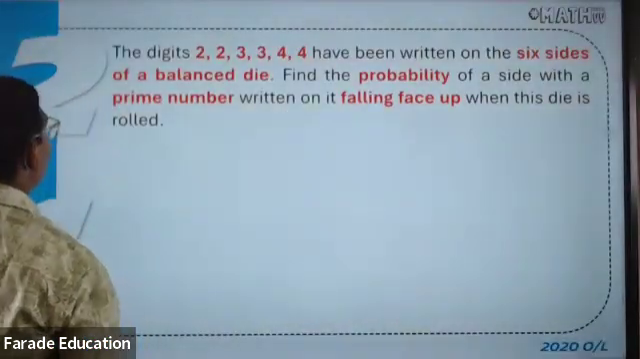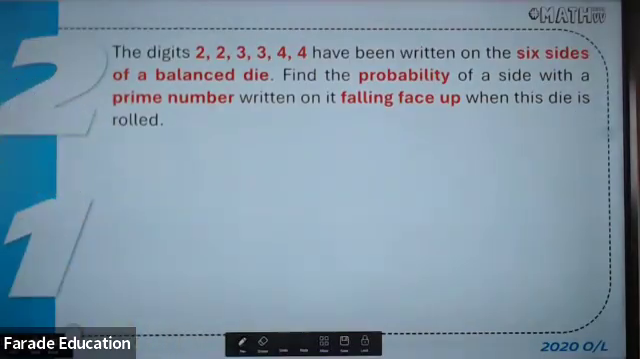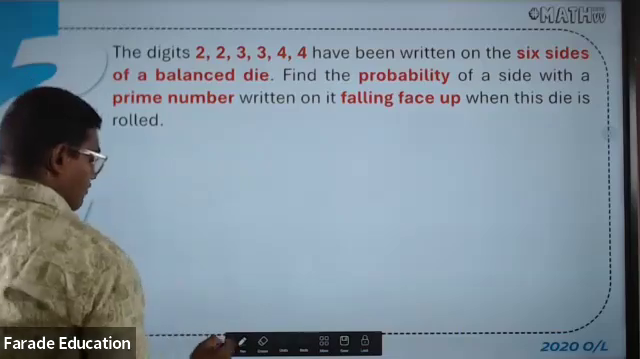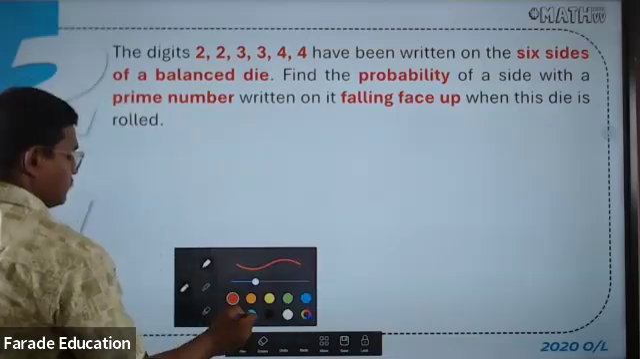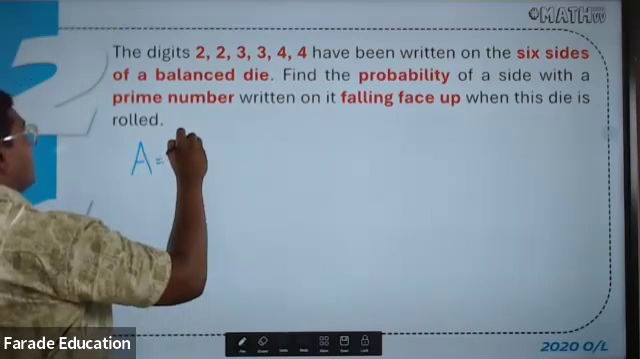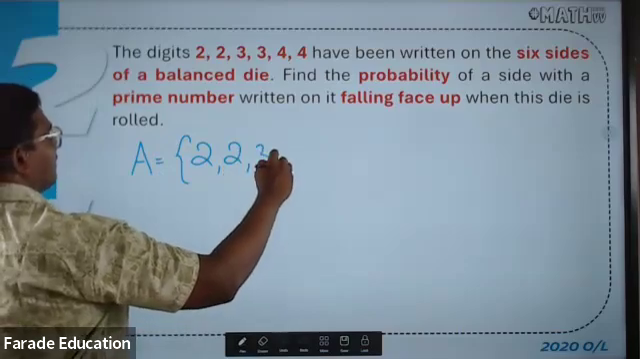So here, the digits 2, 2, 3, 3, 4, 4 have been written on the 6 sides of a balanced die. Find the probability of the side with a prime number. First, we'll find what the prime numbers are. That's the most important thing. We'll call it set A. Prime numbers are 2, 2, 3, 3.